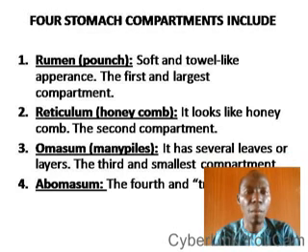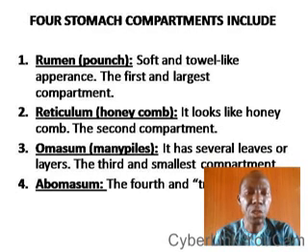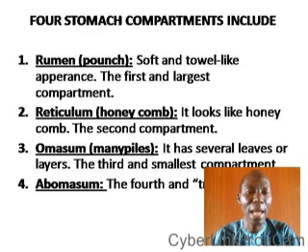The four stomach compartments include 1. Rumen or paunch. It is soft and has a towel-like appearance. That is, it appears as if it is a towel. It is the first and the largest compartment.